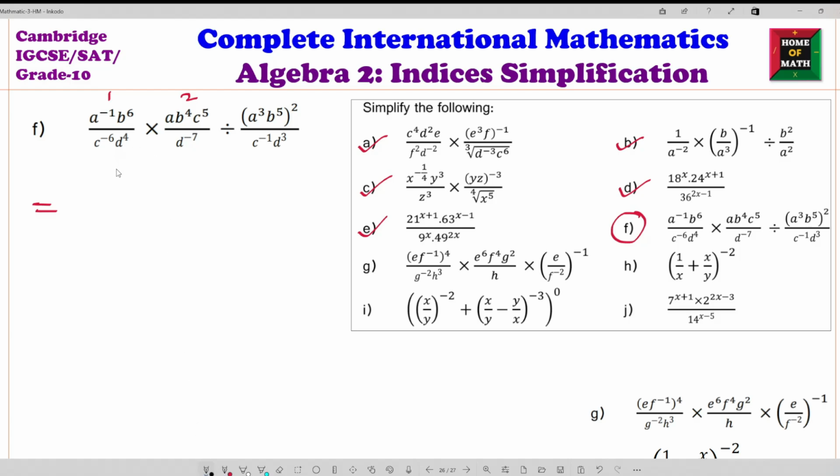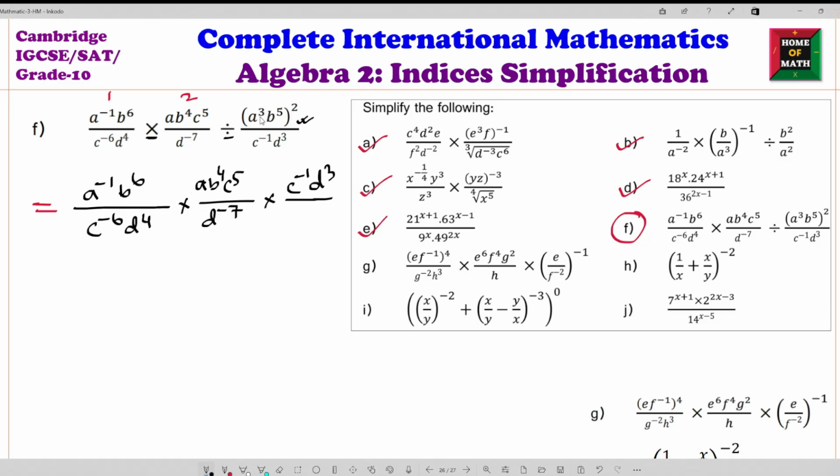So now we will segregate everything. First, in multiplication, here is a to the power minus 1 and b to the power 6. The first fraction and second fraction we will not do anything with until we complete the first bracket work. So here is a to the power minus 1, b to the power 6, c to the power minus 6, d to the power 4, times a b to the power 4, c to the power 5 divided by d to the power minus 7. And we can do one thing: this is a divide sign, we can write a multiply sign and flip the fraction, so it will become c to the power minus 1, d to the power 3.